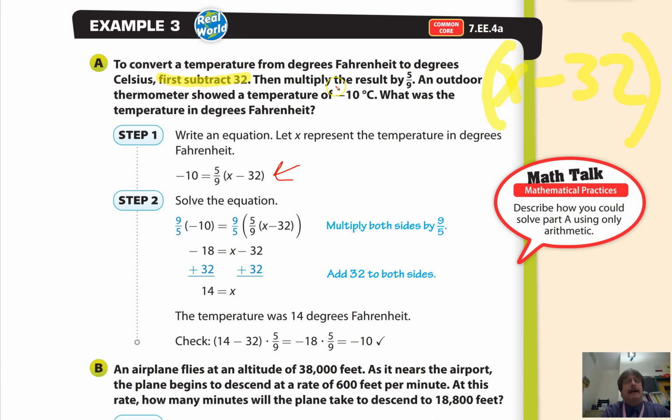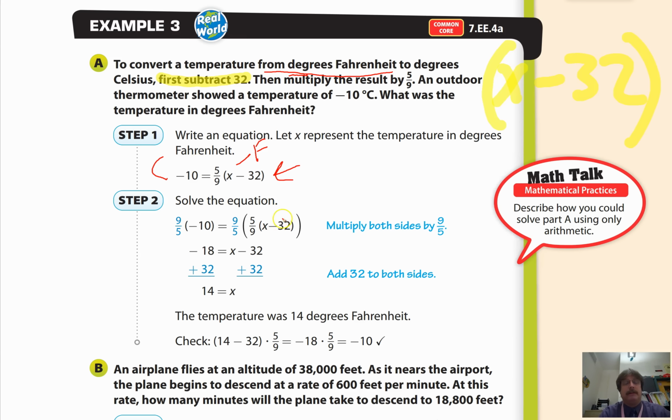And they're telling you an outdoor thermometer showed a temperature of minus 10 degrees Celsius. So this is the Celsius right here, okay? This piece here. So x here is the Fahrenheit. So if you're given, you're going from degrees Fahrenheit to Celsius, okay? So they told us that we saw this in Celsius.